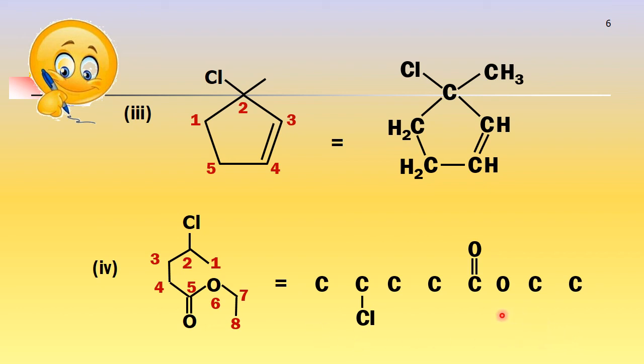Next is to fill in the hydrogen atoms. So the first carbon here already has 1 bond to the adjacent carbon. Remaining 3 bonds will attach 3 hydrogen atoms. The second carbon has 3 bonds, 1 to the carbon on the right, 1 to chlorine and the other to the carbon on the left. So 1 more bond will attach the hydrogen atom. The third carbon already has 2 bonds to the adjacent carbon on the right and on the left. So the other 2 bonds will attach 2 hydrogen atoms.